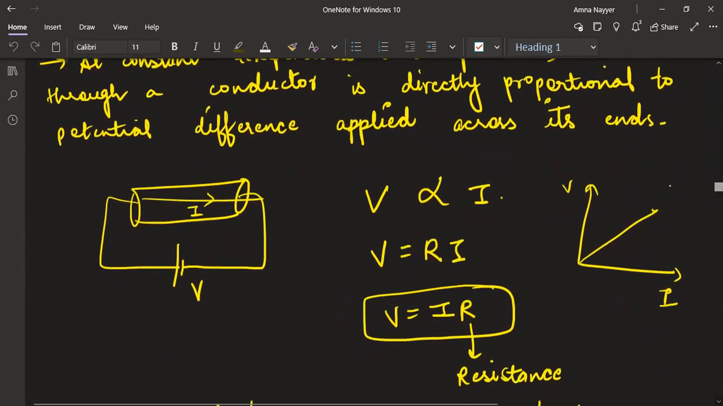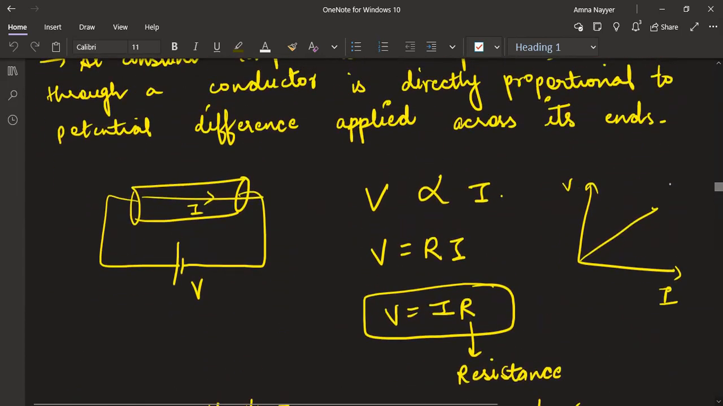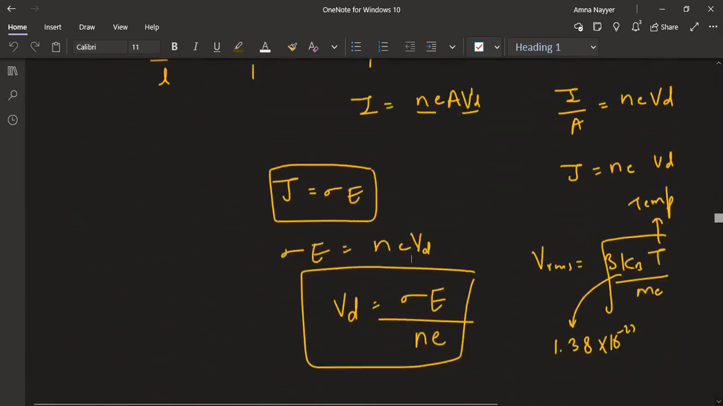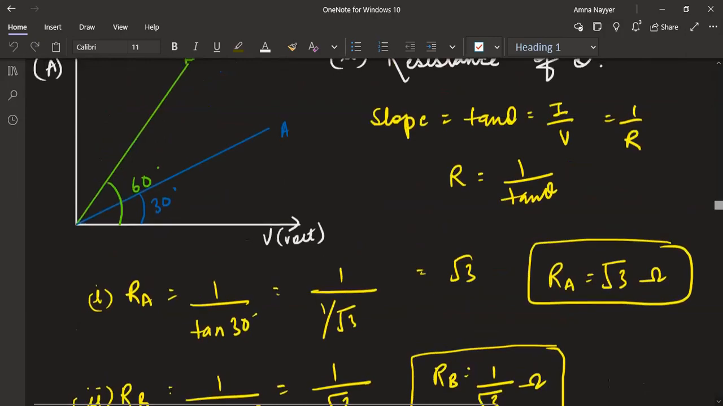Then you have Ohm's law. A direct question comes, 3 marker questions come on Ohm's law, where you have to mention the law, you have to mention the formula, and it's better if you plot the graph as well. Now see, it says that at constant temperature and pressure, the potential difference applied across the ends of a conductor is directly proportional to current. Fine, and here you get a constant, which is resistance. The value of this constant is the resistance. So resistance we'll see just now. So this is the basics of Ohm's law.